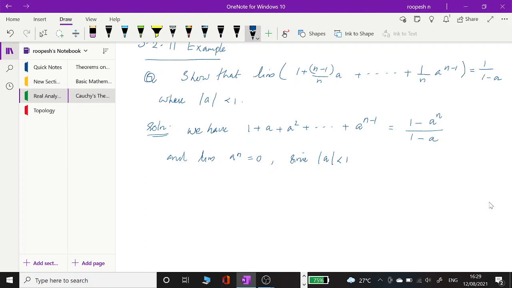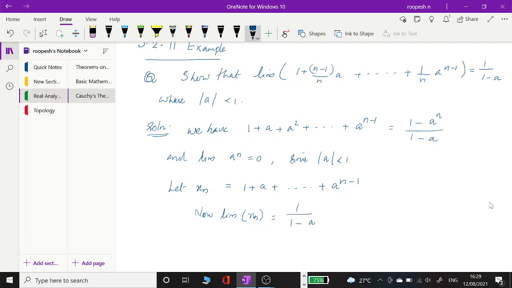So let xn equal 1 plus a plus extra plus a raised to n minus 1, right? Now the limit of xn, we have already seen, this is equal to 1 by 1 minus a.